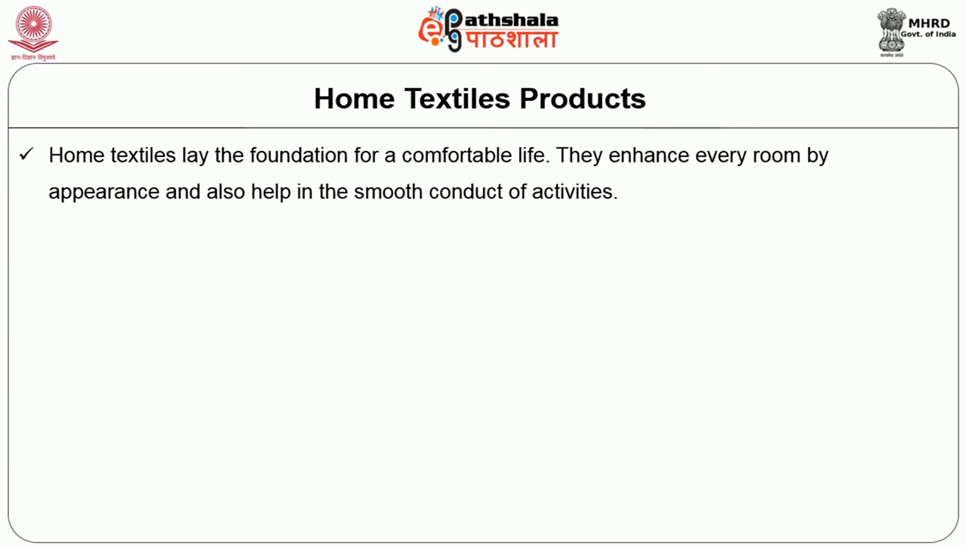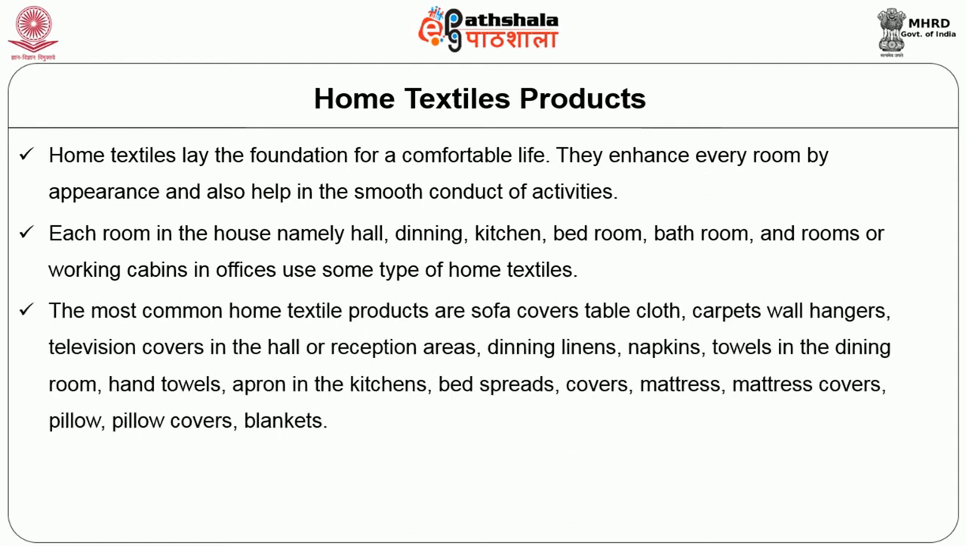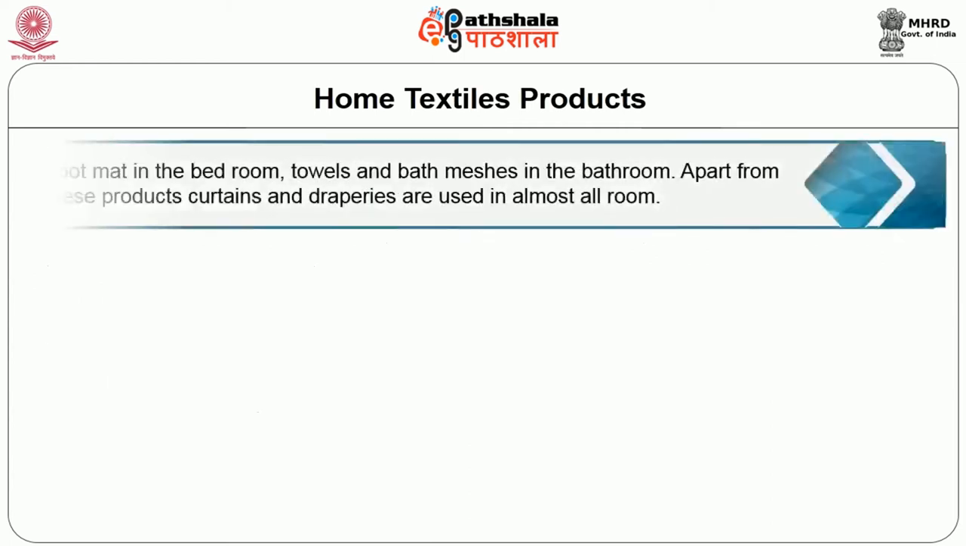They enhance every room by appearance and also help in the smooth conduct of activities. Each room in the house, namely hall, dining, kitchen, bedroom and bathroom, and other rooms or working cabins in offices, use some type of home textiles. The most common home textile products are sofa covers, tablecloth, carpet, wall hangers, television covers in the hall or reception area; dining linens, napkins, towels in the dining area; hand towels, aprons in the kitchen; bedspreads, covers, mattress, mattress covers, pillow, pillow covers, blankets, foot mats in the bedroom; towels and bath mats in the bathroom.